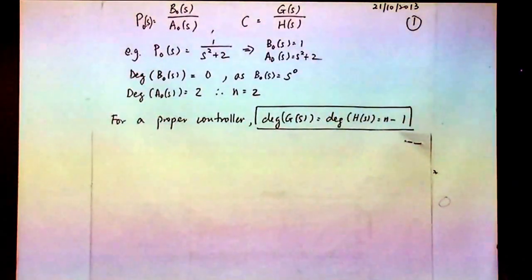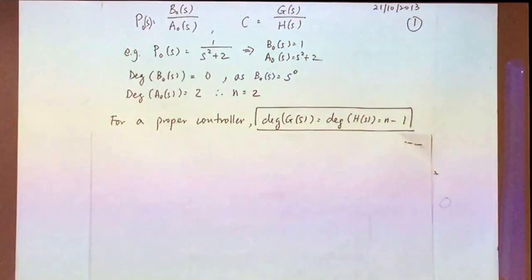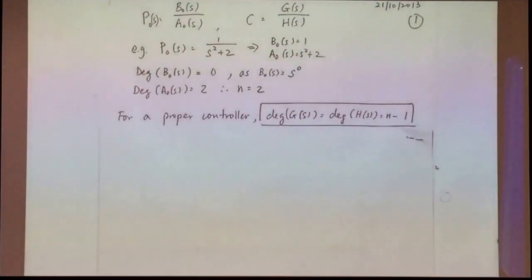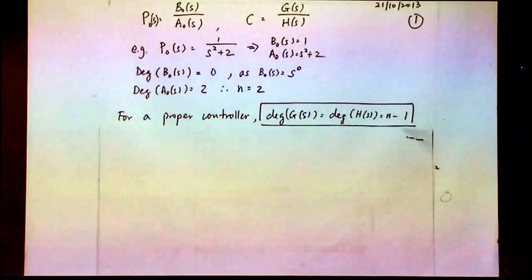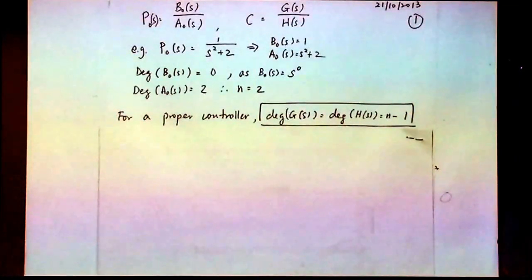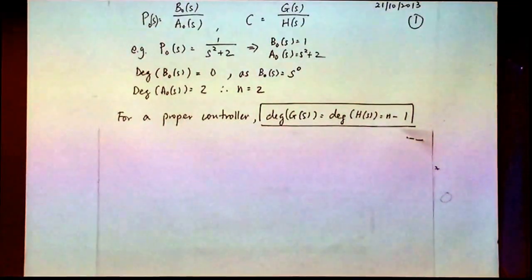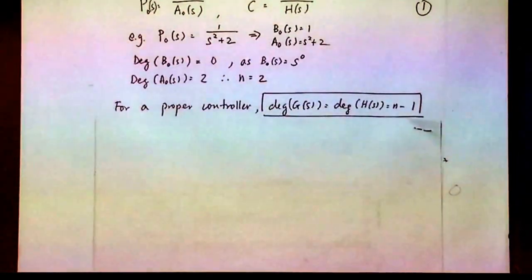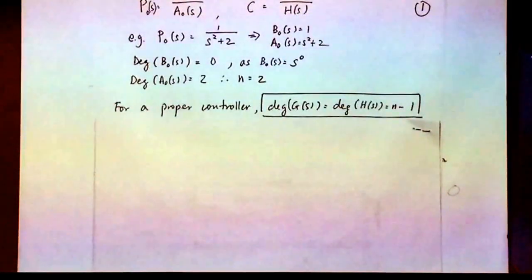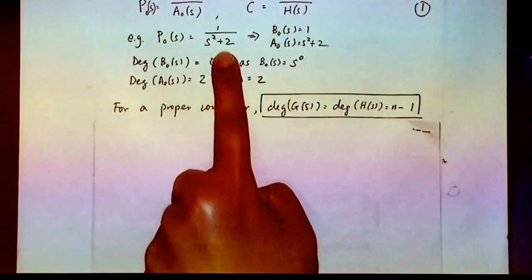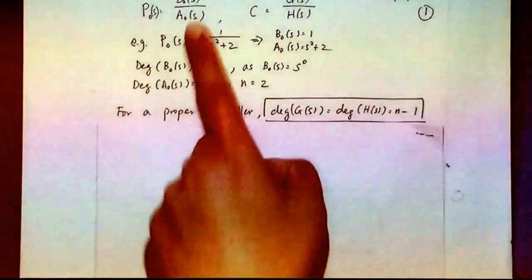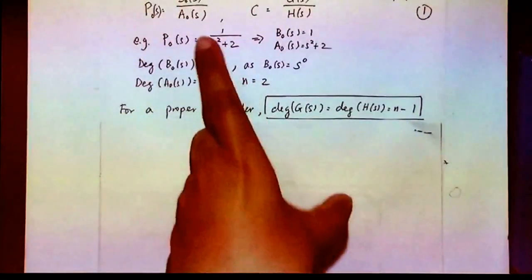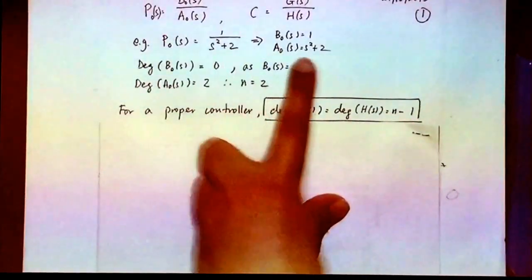So we said that you can design for a proper controller, a strictly proper controller, or a controller with integral action. These three are different controller designs. If you want to design for a proper controller, what are the steps that you should observe? First of all, plant P is B over A, controller C is G over H. For example, if your plant is a second order plant, 1 over s squared plus 2, then B naught is 1 and A naught is s squared plus 2.